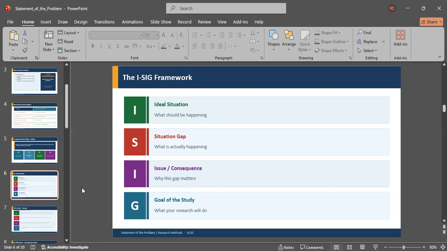Now, why does this gap matter? This gap matters because if we leave it like this, something like this will keep on happening. This will happen. This will happen. Students will get a lot of this. This is why the gap matters. Then the last one is the goal of the study.